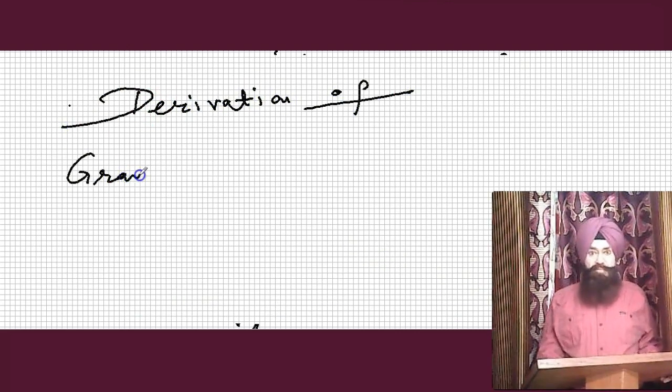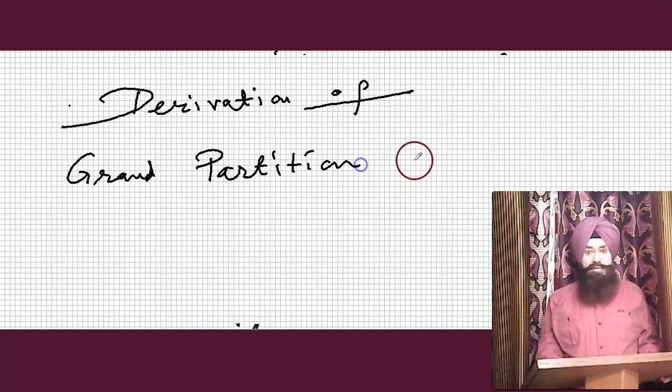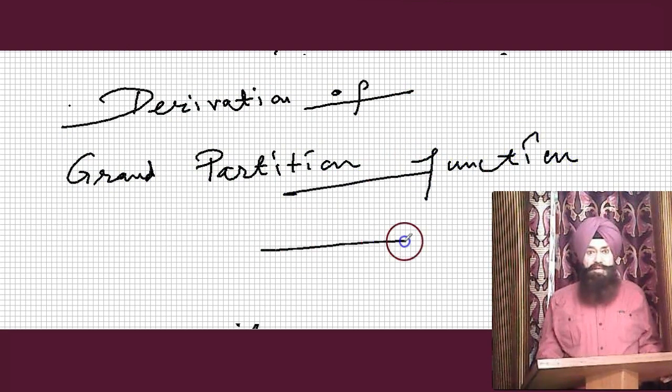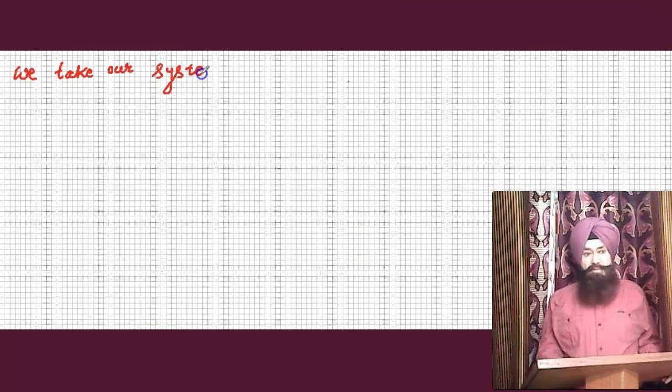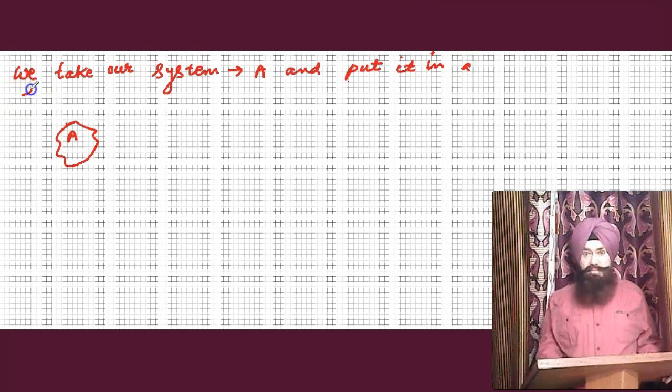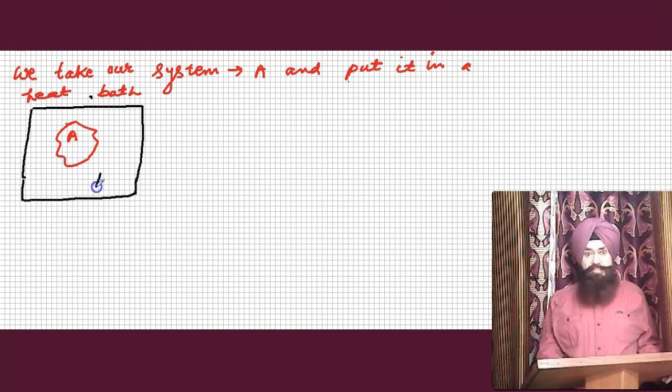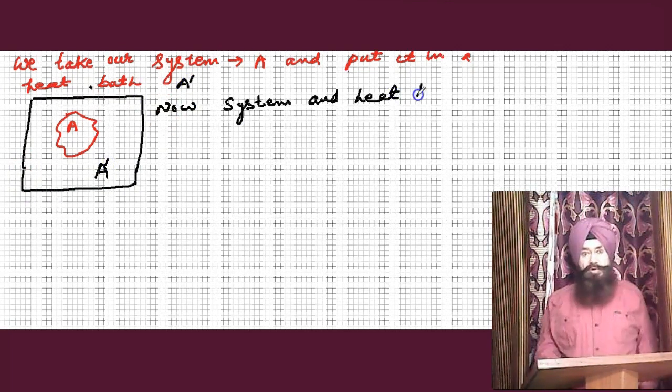Now we are going for the derivation of the grand partition function. So we take a system, we call the system A. This system A we put in a heat bath. We are calling the heat bath A dash.